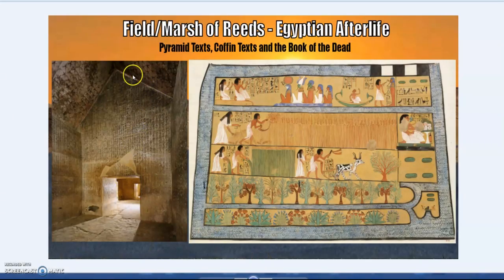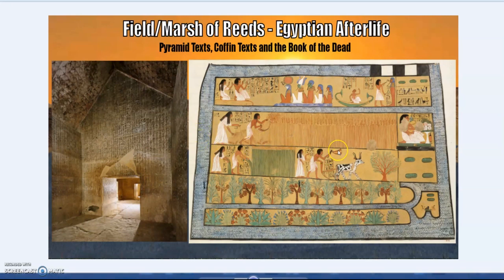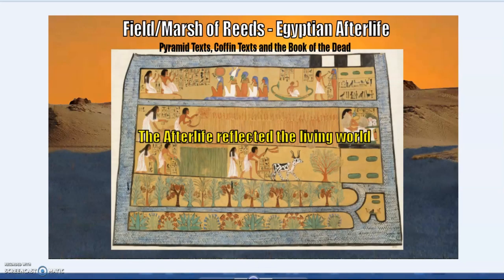Here's an example of the Pyramid of Unas in these ancient pyramid texts, but whether it's the Coffin Texts or the Book of the Dead, we're going to see, whether it's written or drawn, imagery such as this. And this is for the marsh or the field of reeds. It is a depiction of the Egyptian afterlife. And the thing about the Egyptian afterlife is that it reflected the living world. What we actually have here is a calendar, beginning with the flood, the growth season, and then the harvest season.